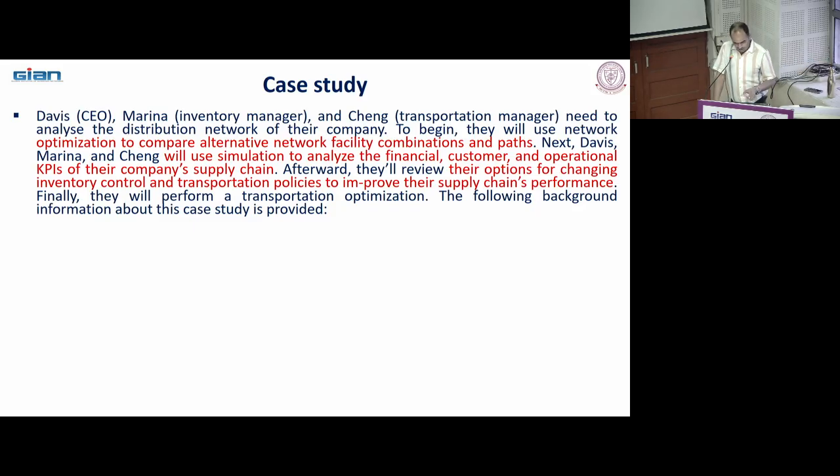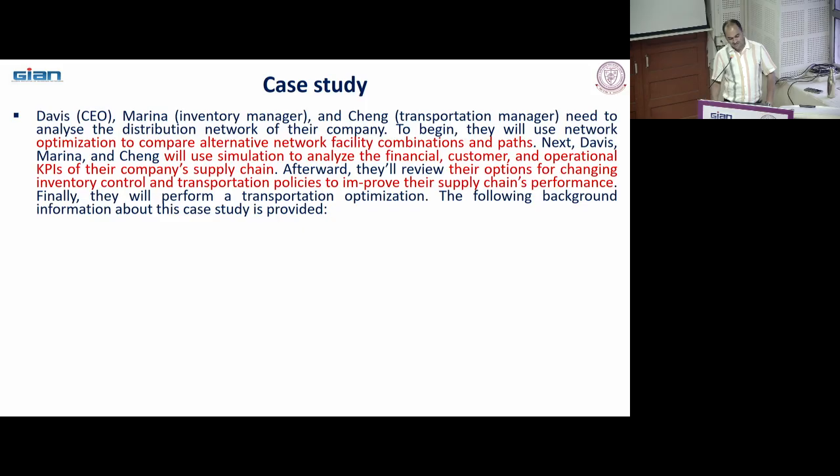Then Davis, Marina and Cheng will use simulation to analyze the KPIs, financial, customer and operational performance of the company's supply chain. Afterward, they will review their options for changing inventory control and transportation policies. What are some inventory control policies? Yesterday we talked about EOQ. What else? Minimax. Then RQ policy. Then there was another policy as well, cross docking.